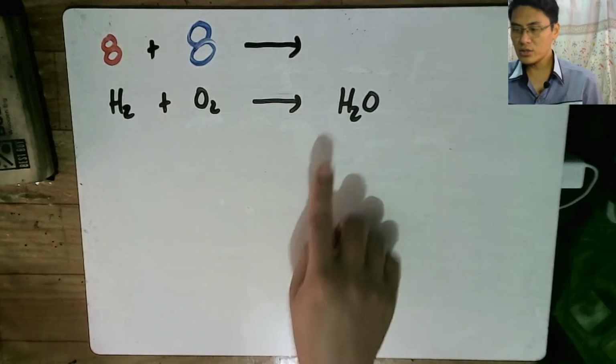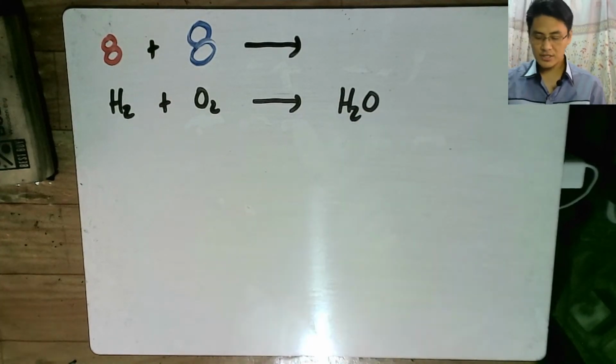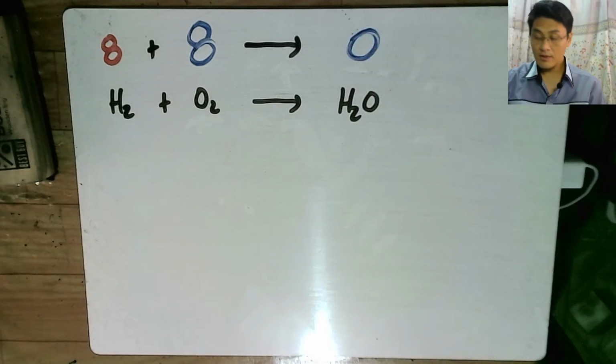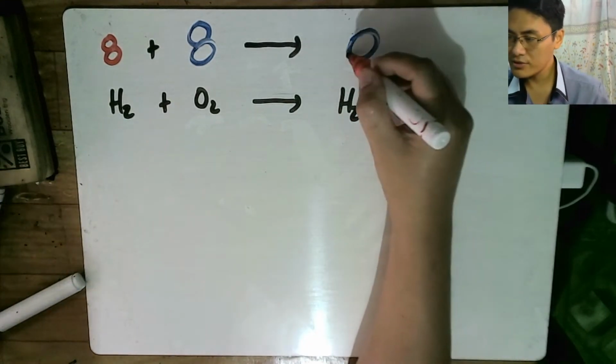Now, water is H2O. That means two hydrogens for one oxygen. So remember, our oxygen is the blue one. So it means that you have one oxygen, right? And then connected, and that is bonded with two hydrogens. So two hydrogens here.